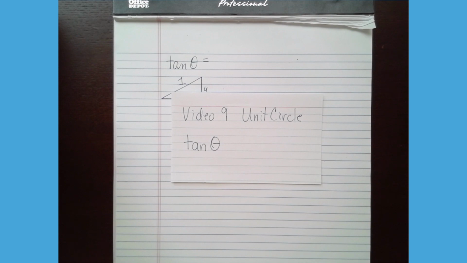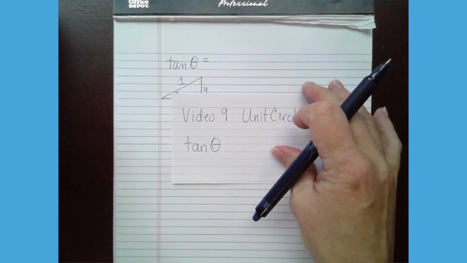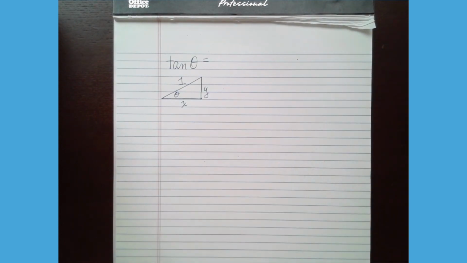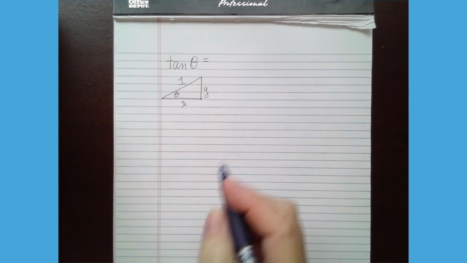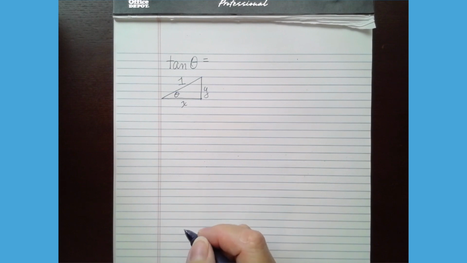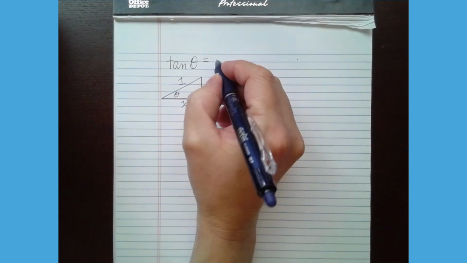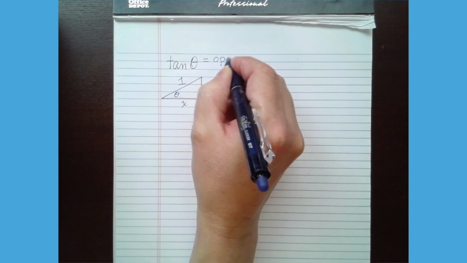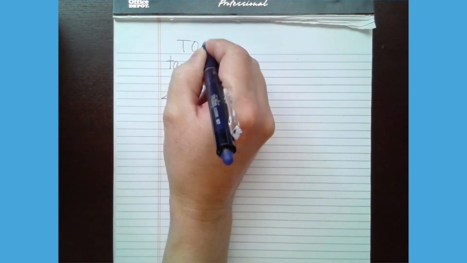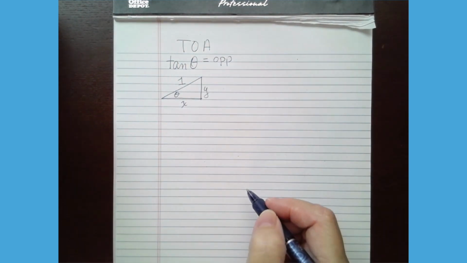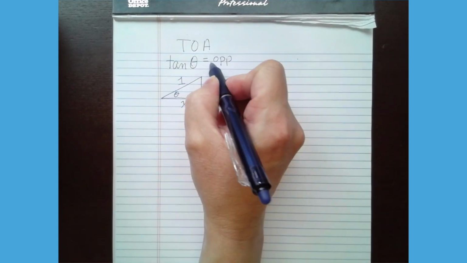This is video 9 of the unit circle, and today we're going to talk about tangent theta. How do we find tangent using the unit circle? So we talked about SOHCAHTOA when we talked about sine and cosine. Now it's time to talk about the TOA part. Tangent of theta is equal to the opposite over the adjacent.